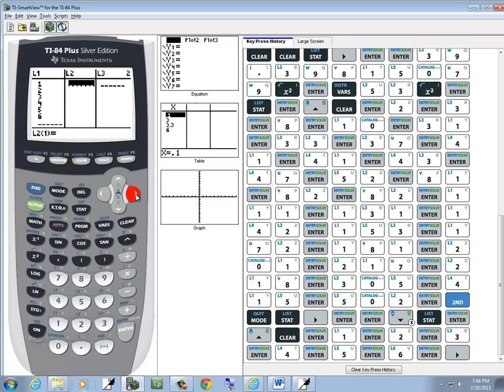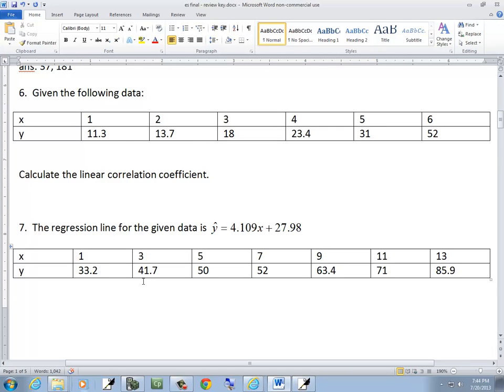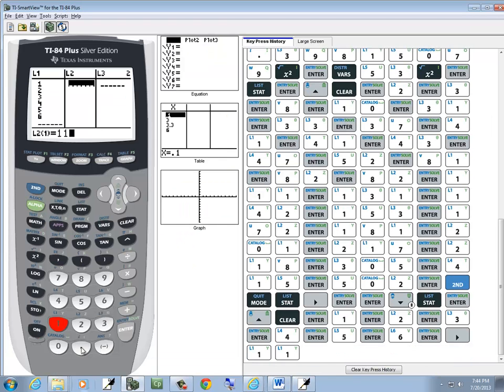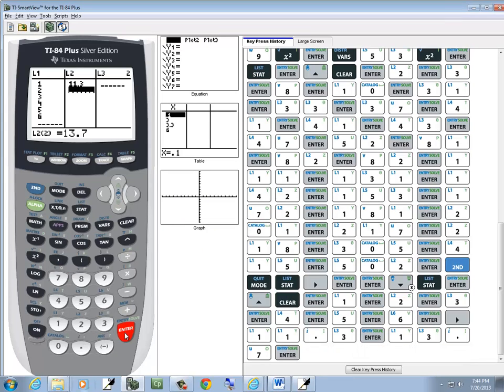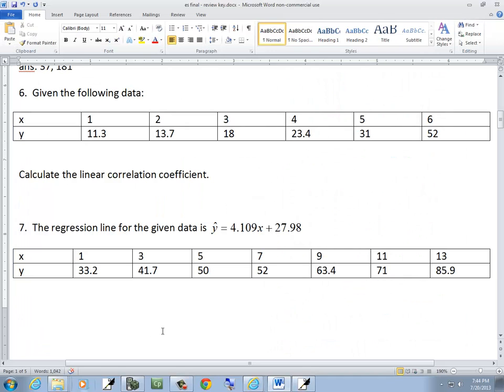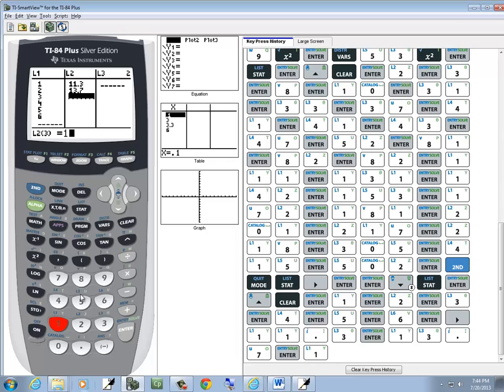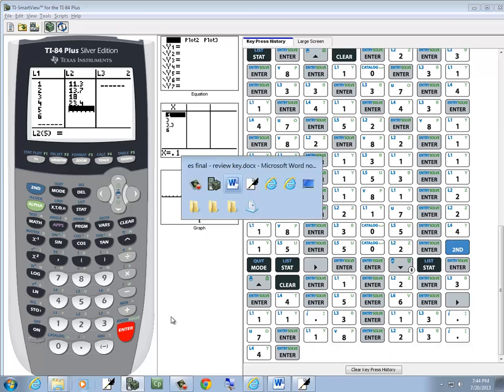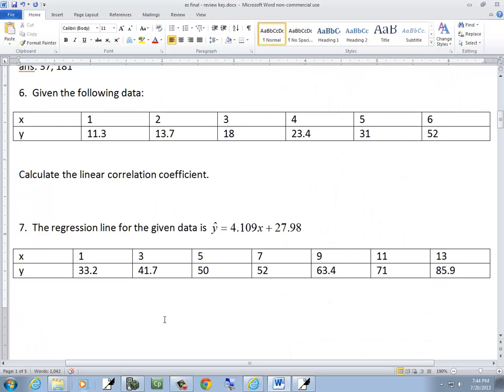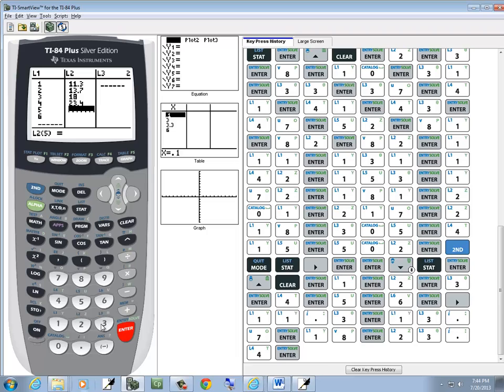I'm going to right arrow over to L2 and put my Y values. So I got 11.3, 13.7, 18. This is probably the hardest part, is actually typing them in correctly. This is the part I have trouble with myself. 18, 23.4, 31, and 52.